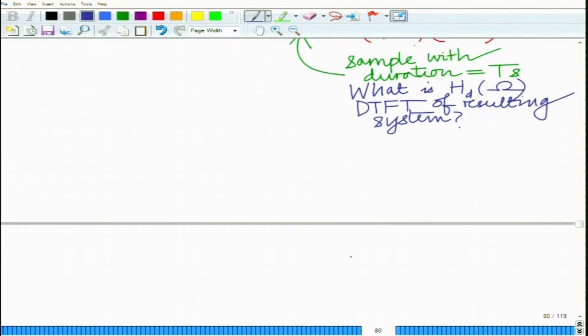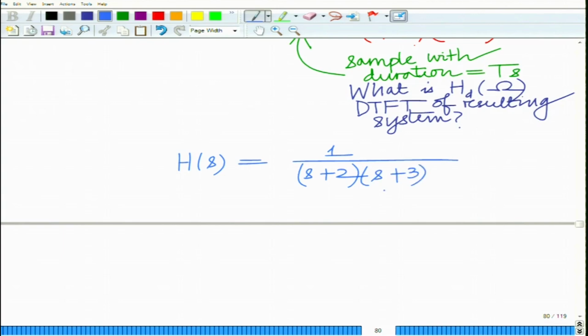Okay. So, basically what we have here is H(s) equals 1 over (s plus 2) into (s plus 3), and we want to sample this with sampling duration Ts, that is we want to take samples at intervals of multiples of Ts, that is 0, Ts, twice Ts, minus twice Ts, and so on. Alright, that is the sampling process. We know that.